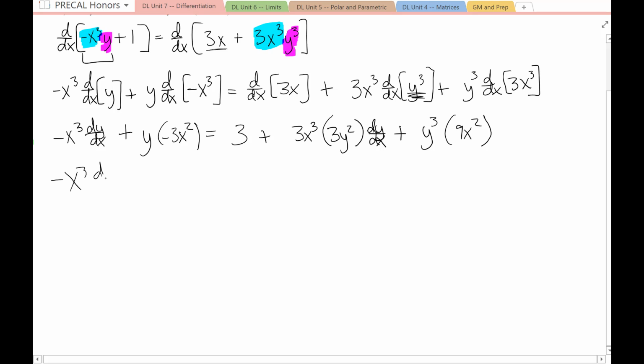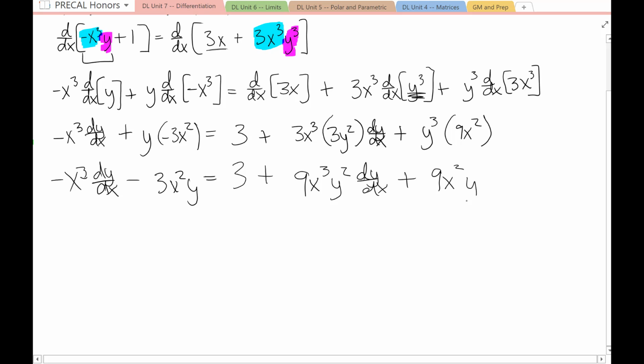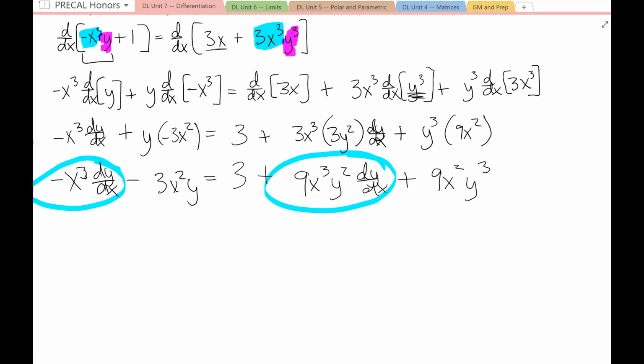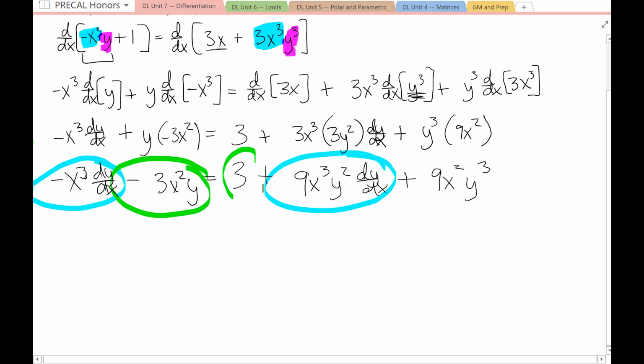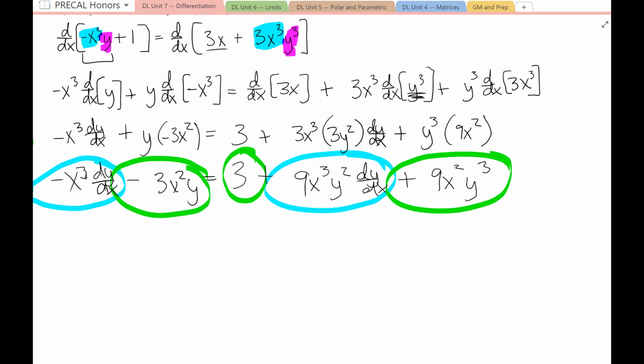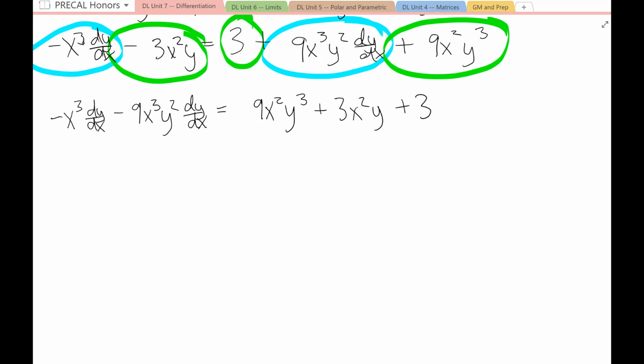Let's clean up these terms and write them a little more simply. This would be minus 3x squared y equals 3 plus 9x cubed y squared dy/dx plus 9x squared y cubed. Now I will group the dy/dx terms on the left side of the equation and put all the non-dy/dx terms on the right side.